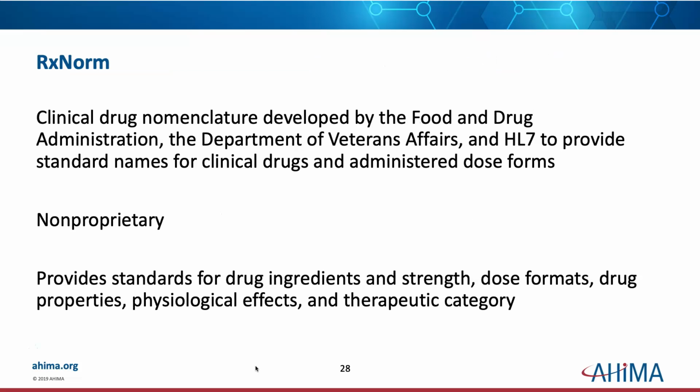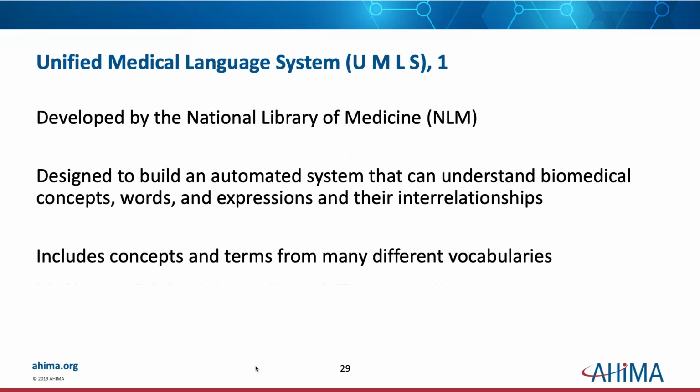RxNorm. This is a clinical drug nomenclature that was developed by the FDA, the VA, and HL7 to provide standard names for clinical drugs and administered dose forms. It is a non-proprietary system, and it provides standards for drug ingredients and strength, dose formats, drug properties, physiological effects, and therapeutic category. And this is on page 208 in your book, toward the bottom. So please note this information as well.